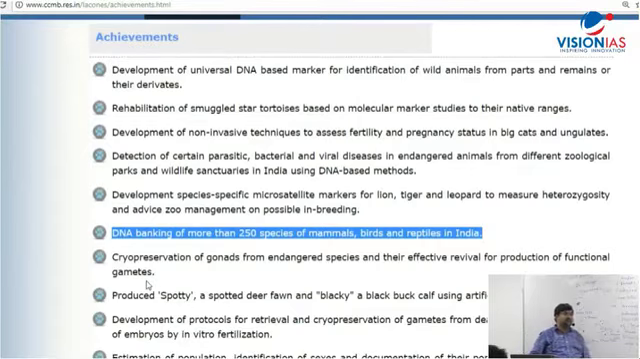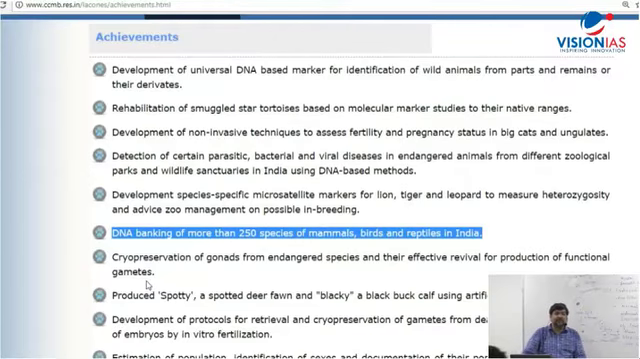Even for the main exam, when a mixed type of question comes, you can add that. Right? So their DNA bank is all having sequence information there. This is what is given here, right? And I think this one is smuggled. Now see the second point, rehabilitation of smuggled star tortoises based on molecular marker studies to their native range.